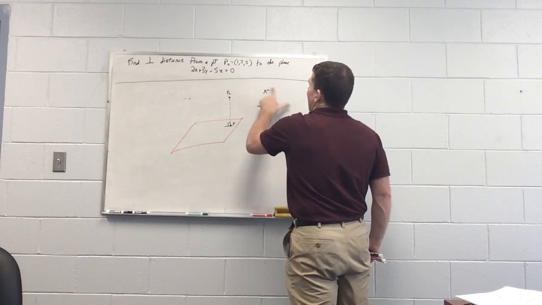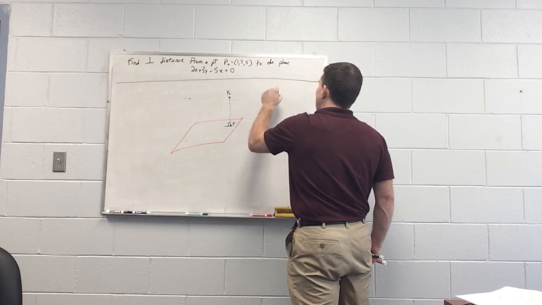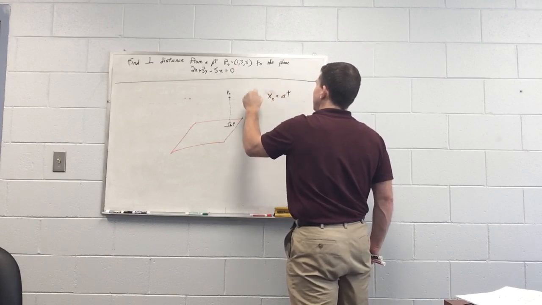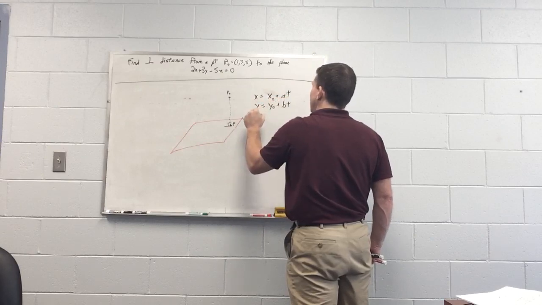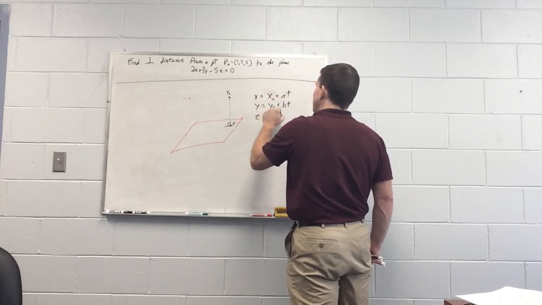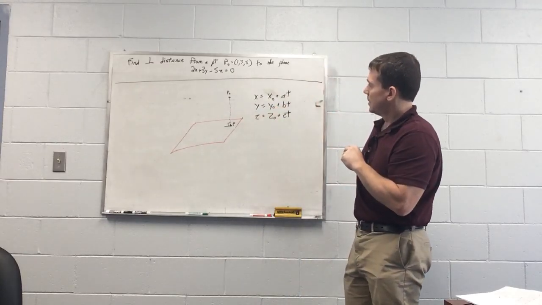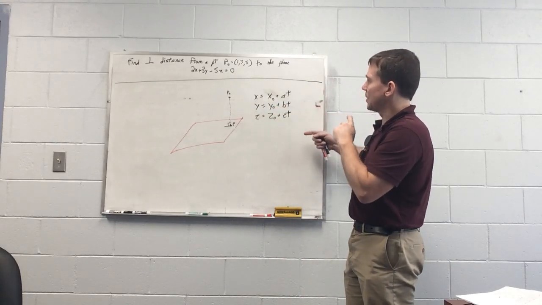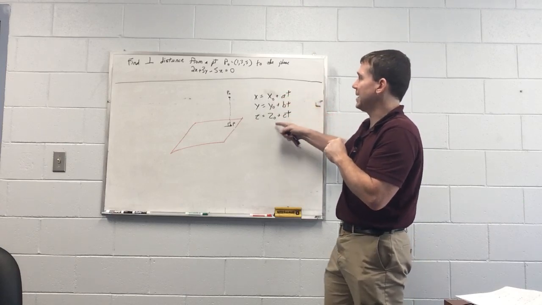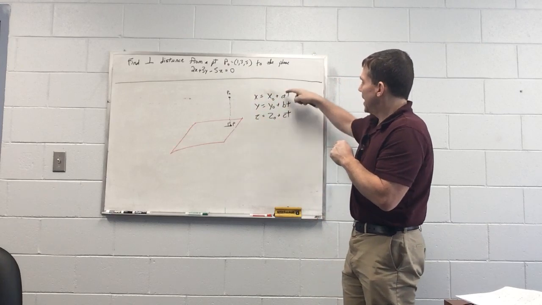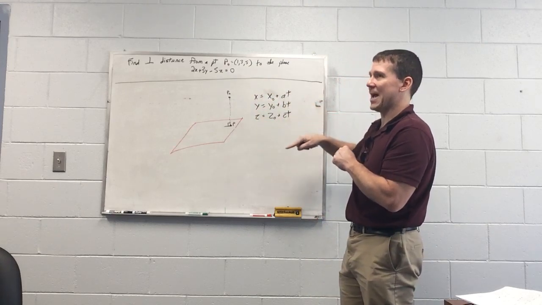Let's see. The equations were, in your book's notation, x equals x sub 0 plus at, y is equal to y sub 0 plus bt, z is equal to z sub 0 plus ct. And that generates all the points on the line. x sub 0, y sub 0, z sub 0 was a point on the line. I have that right here. a, b, c was a directional vector for the line that you have.